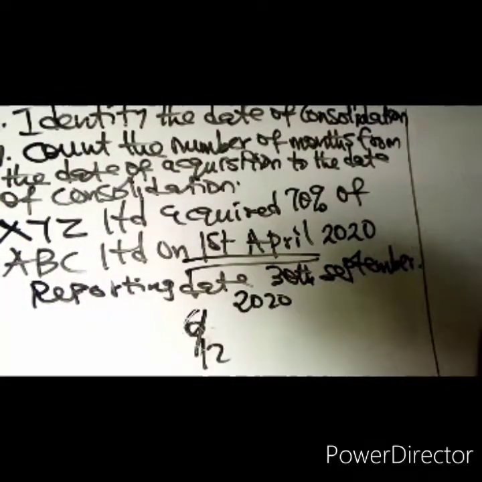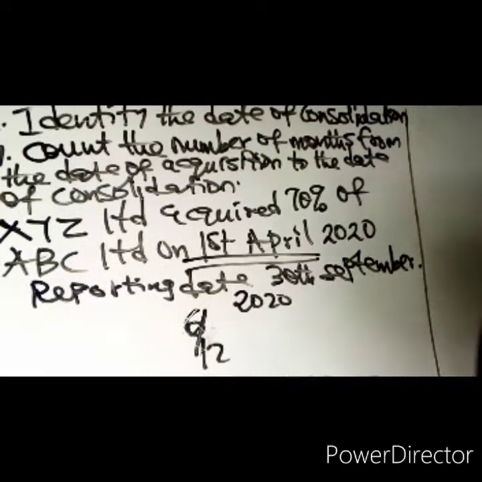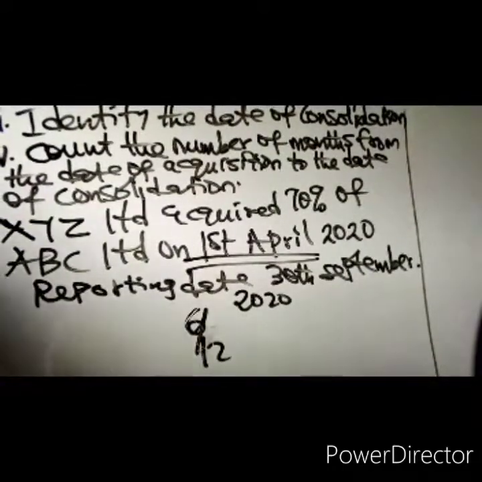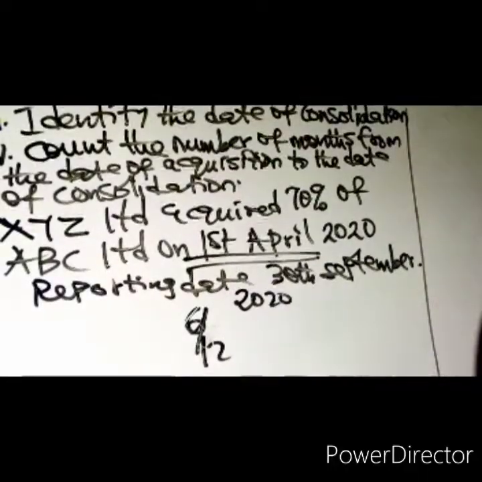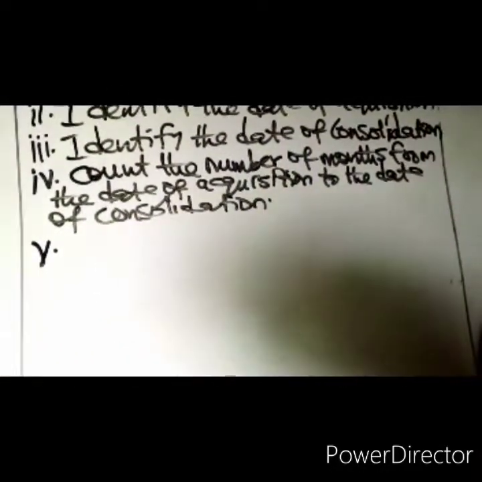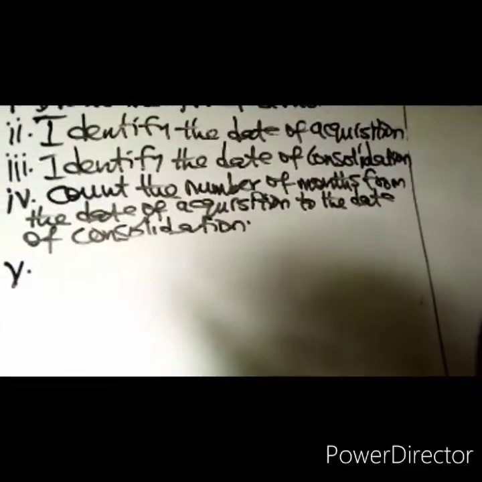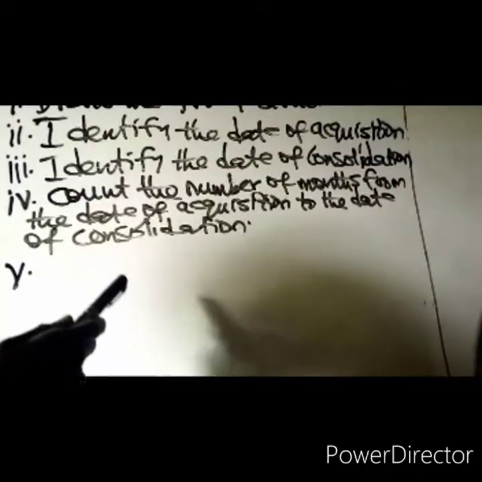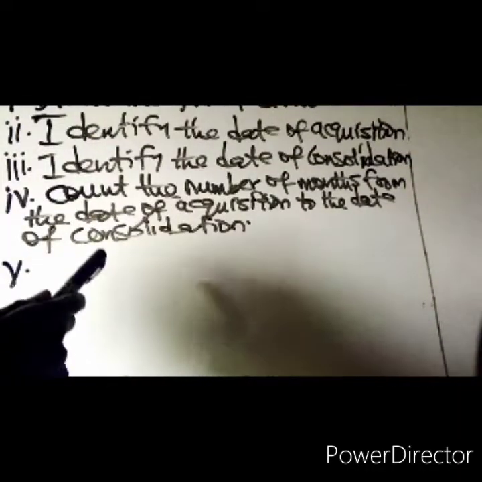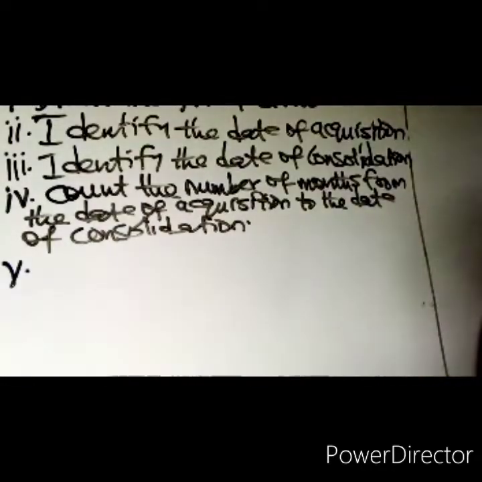That is step 4. Step 4, I've told you that you are going to count the number of months from the date of acquisition to the date of consolidation. Step 5. When the number of months from the date of acquisition to the date of consolidation is less than 12 months, apply time apportionment to the subsidiary statement of profit or loss.